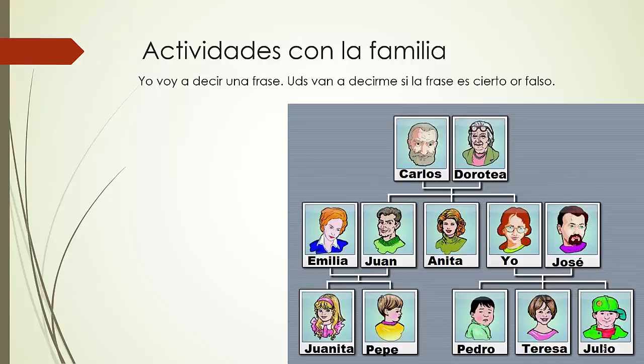And if you look in the middle row, second picture to the left, that doesn't look anything at all like me, but I labeled that one yo. So all the questions are going to be based on this family tree and me being that redheaded girl. So then Jose would be my husband, Anita and Juan would be my brother and sister, Carlos and Dorotea would be my parents, Pedro, Teresa, and Julio would be my kids, and Pepe and Juanita would be my brother's kids, my nieces and nephews.